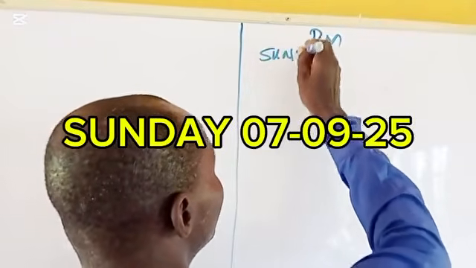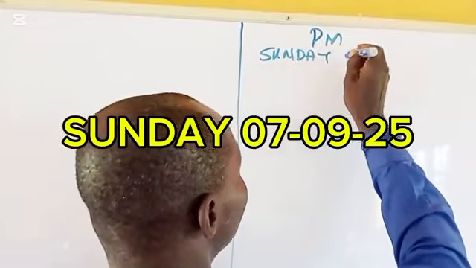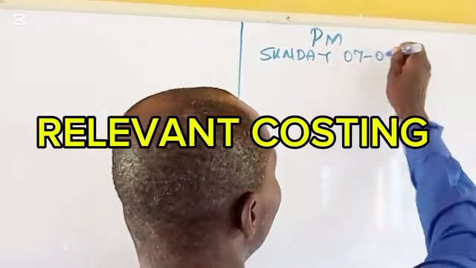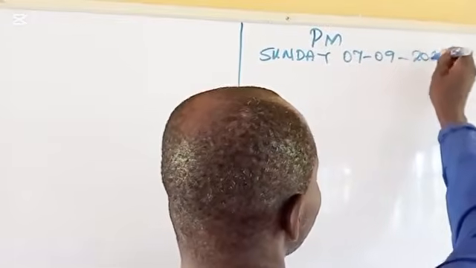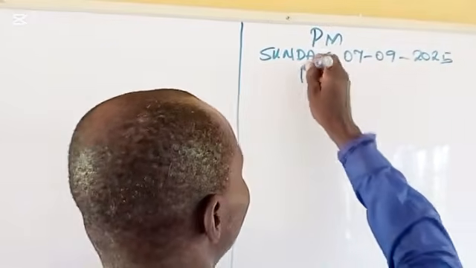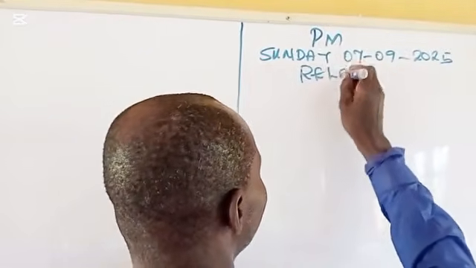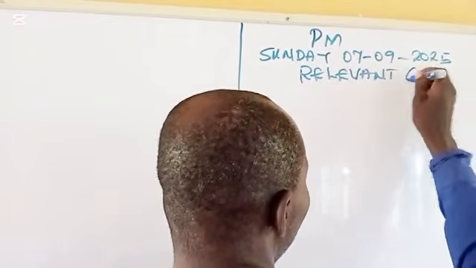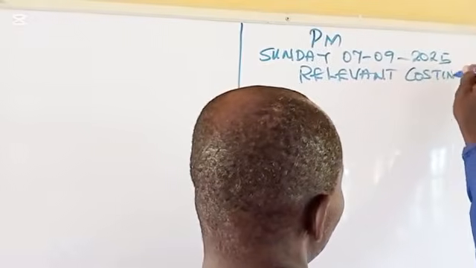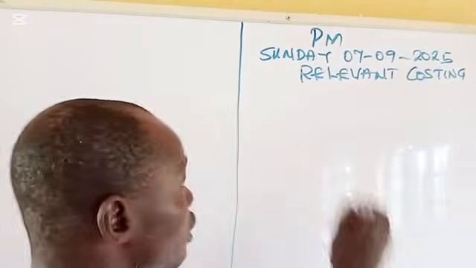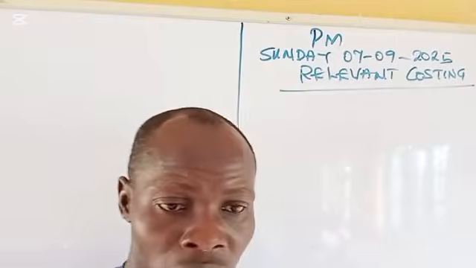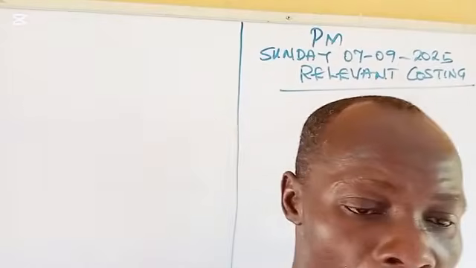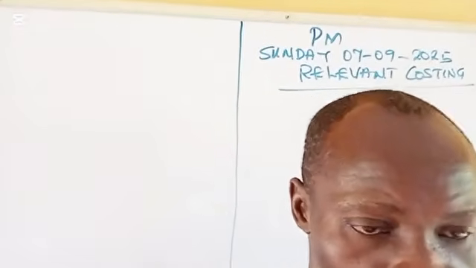Sunday, 7th of September 2025. We are looking at relevant costing. What are relevant costs?